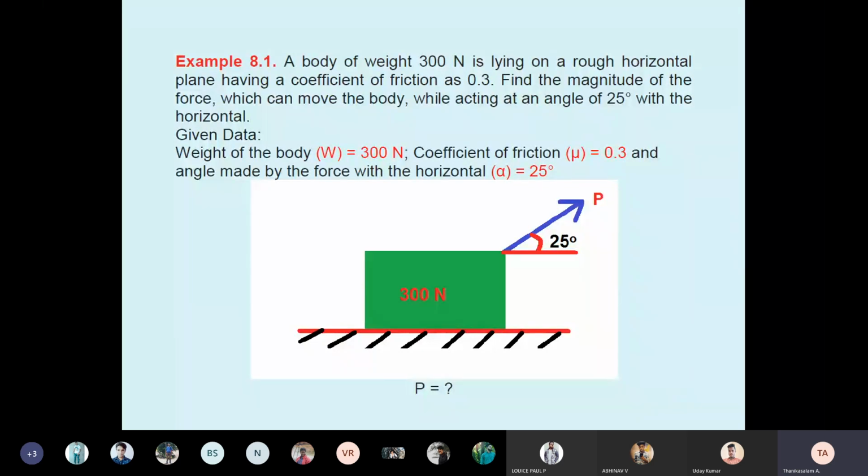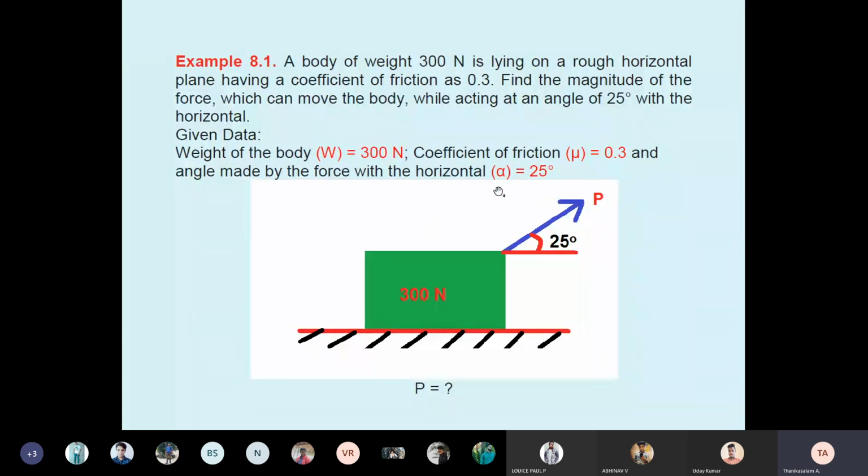What do you understand about this question? The weight is given, so take the weight as a rectangular box, 300 Newton. Then the coefficient of friction is given. And find the magnitude of the force. They did not mention P or Q, so here the applied force we take as P. To move the body, P is the name. Which angle is it acting at? 25 degrees with respect to horizontal. So I mark W 300 Newton and mu 0.3.